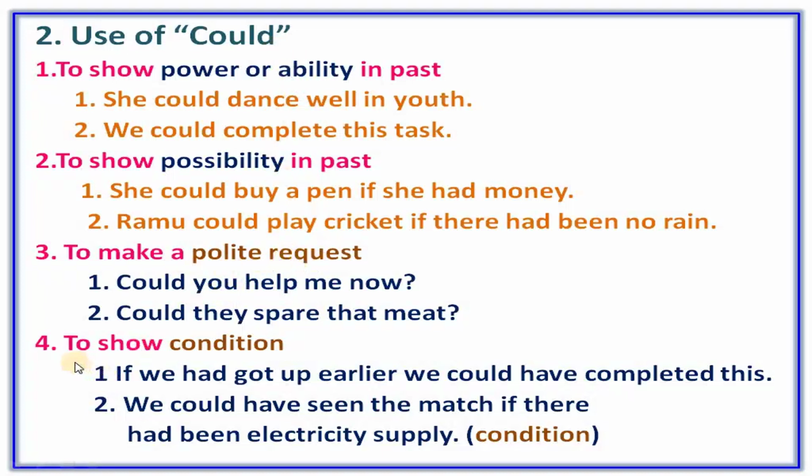Modal could. Fourth one, to show condition. If we had got off earlier, we could have completed this. We could have seen the match if there had been electricity supply. So this shows the condition. In this type of condition, we can use could.